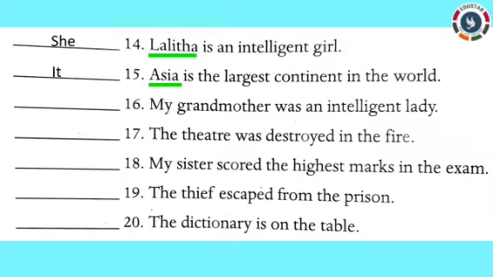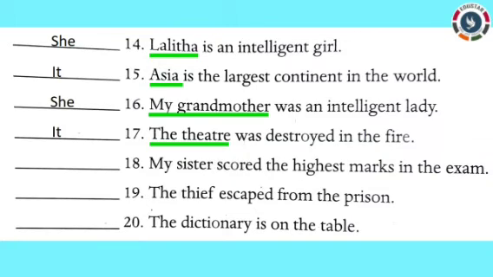16th sentence. My grandmother was an intelligent lady. The subject here is grandmother. So use the subject pronoun she. 17th sentence. The theatre was destroyed in the fire. The subject here is theatre, which is a name of a place. So use the subject pronoun it.